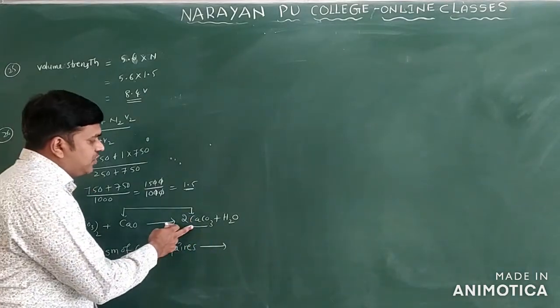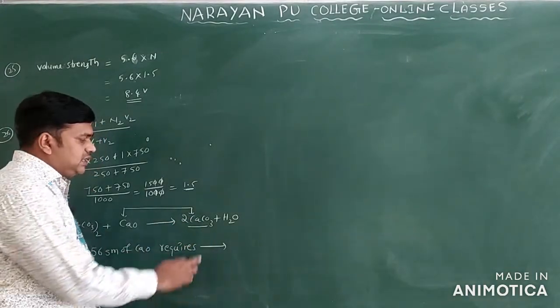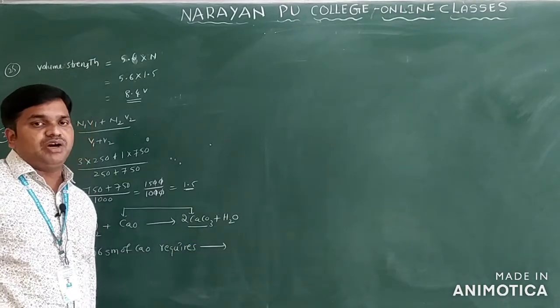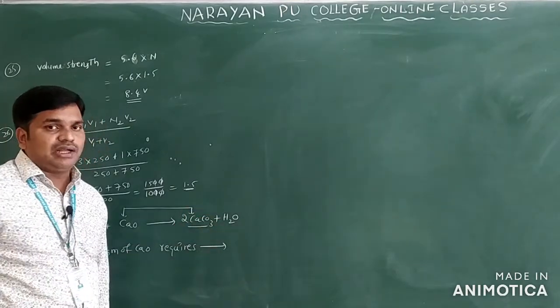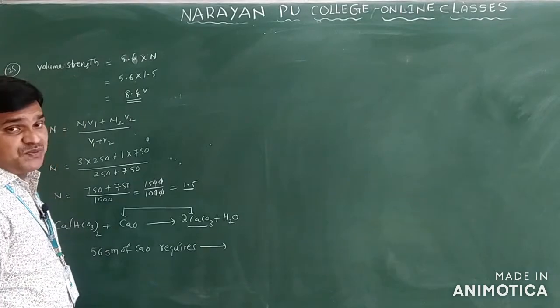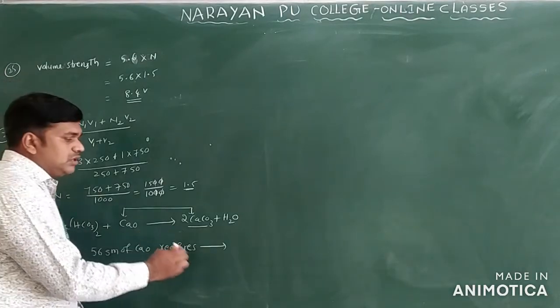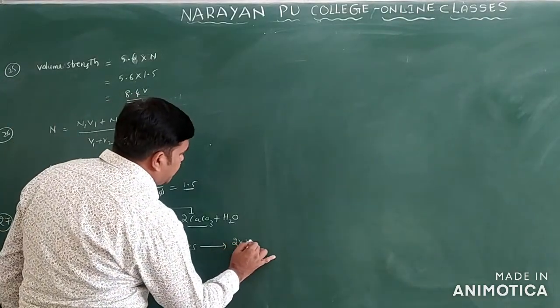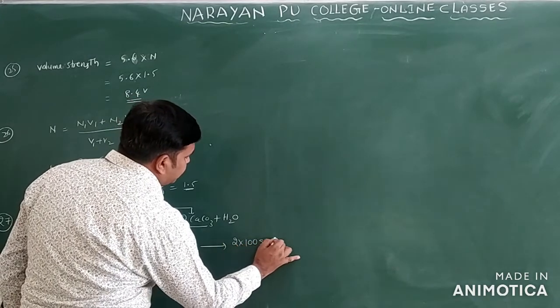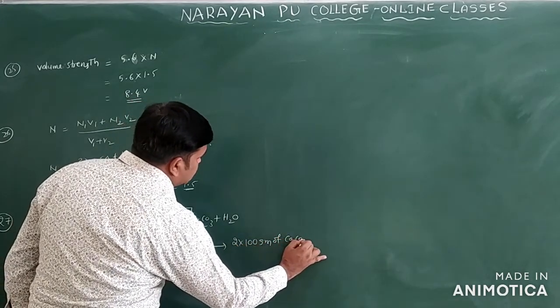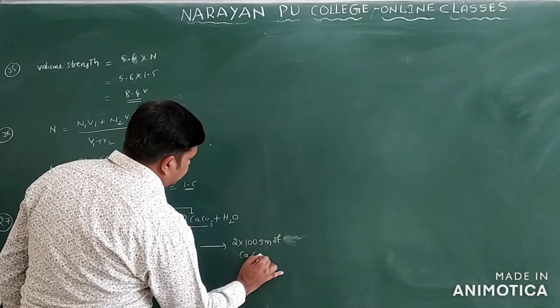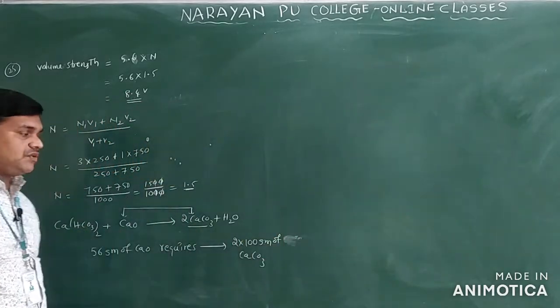Calcium is 40, carbon is 12. Here 3 oxygens are there, 3 into 16 we have 48. All together you will get how much? 100 only. That is for 1 mole. But here how many moles we have? 2 moles only. So we will write here 2 into 100 grams of CaCO3. 2 into 100 grams of CaCO3.